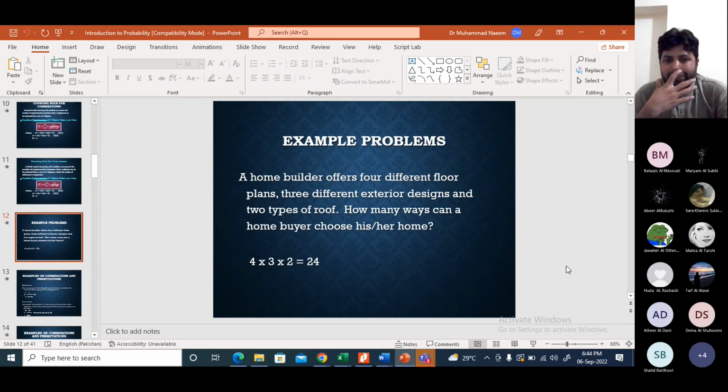So some of the examples are here. A home builder offers 4 different floor plans. Example, let me put it that way.